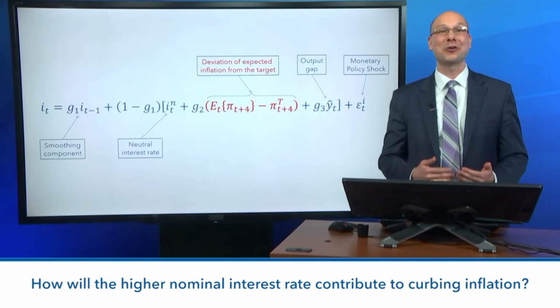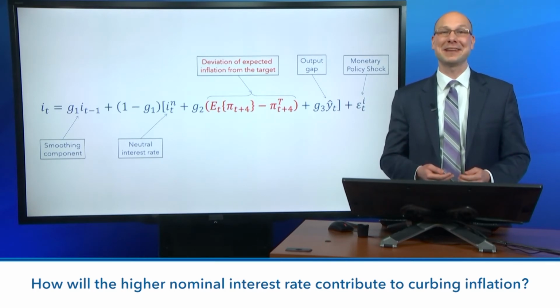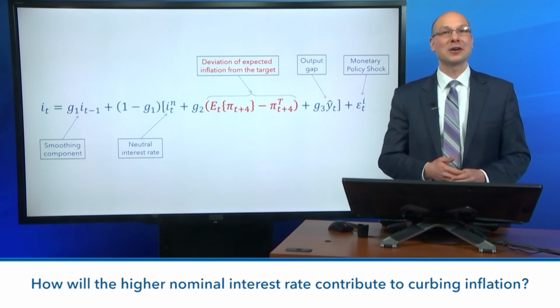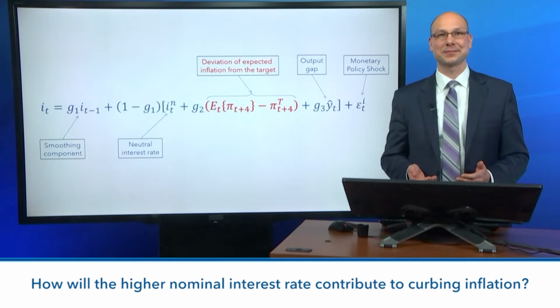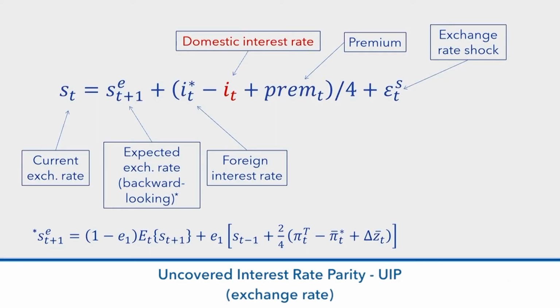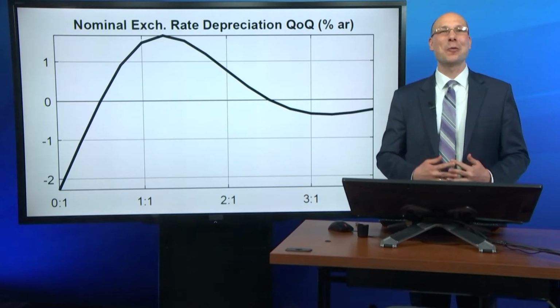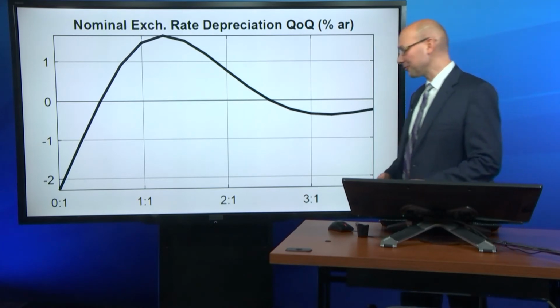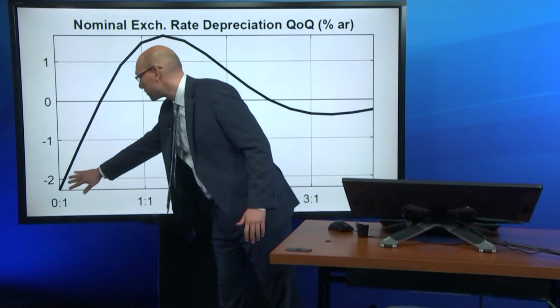How will the higher nominal interest rate contribute to curbing inflation? One transmission channel, which we will discuss next, goes through the foreign exchange market. Recall that the nominal exchange rate is flexible and determined by a modified UIP condition that incorporates the risk premium and backward-looking expectations. When the central bank increases the domestic interest rate, demand for local currency assets increases and the exchange rate appreciates in the first few quarters.